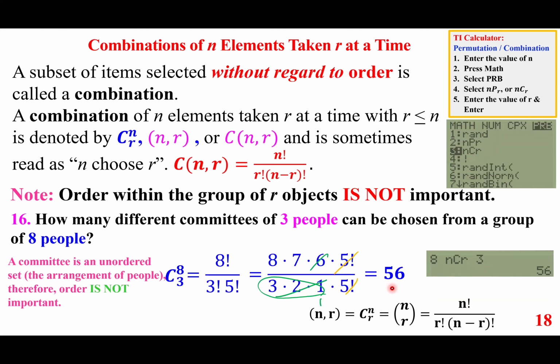So nCR, C(n,R), parentheses n over R, n factorial over R factorial times n minus R factorial. These are different ways of writing the same thing. So that is the combination, everybody. So we chose 3 people from 8.